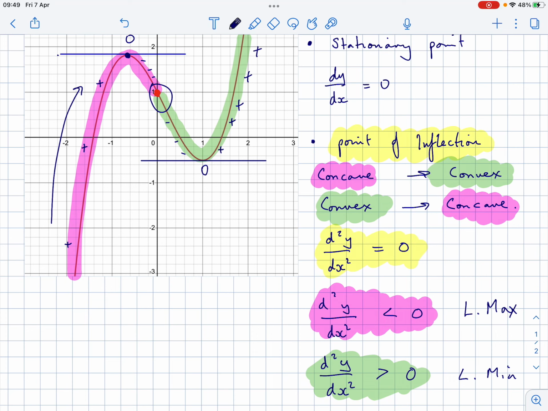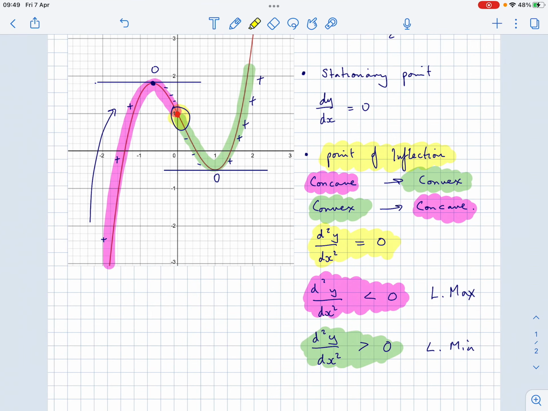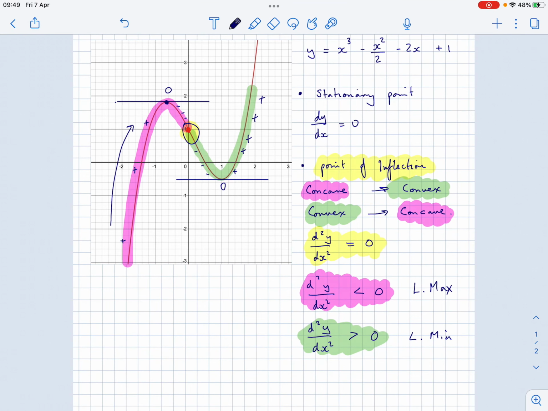So final bit, we actually want to find where that point of inflection is. I said it looks roughly around there, like by eye, but let's go on and actually find it. So we've got the equation of a graph here. I'm going to differentiate it. So we get 3x squared minus x minus 2.